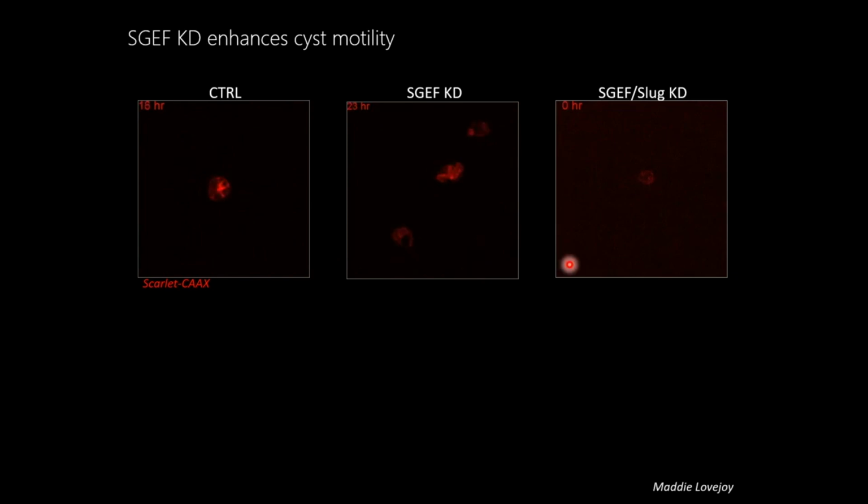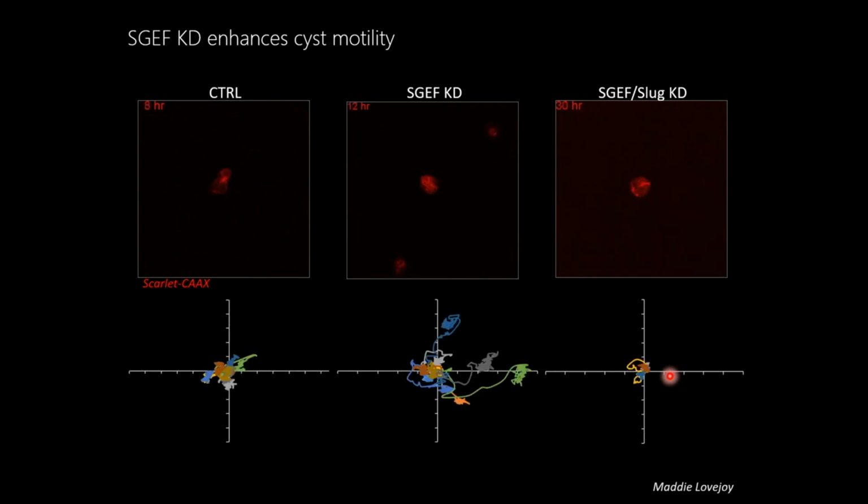Now, if we restore E-cadherin expression by knocking down Slug, as I showed you in one of the slides, you can see that this motility defect is completely restored. We can measure this by measuring the tracks of the cells, and what you can see is exactly what you see in the movies. Control cells don't move, the Scribble knockdown cysts move very much, and in the double knockdown, when we rescue E-cadherin, the phenotype is restored.